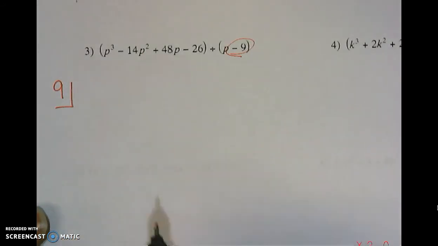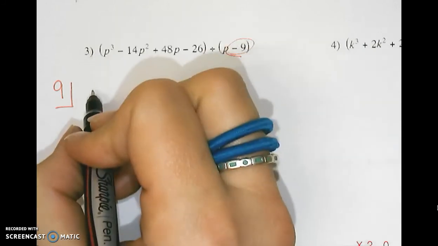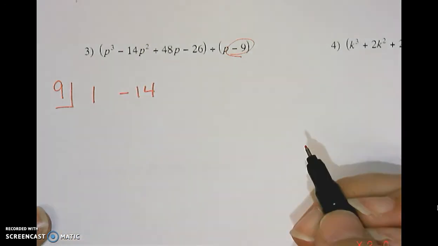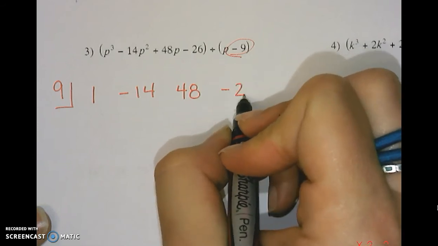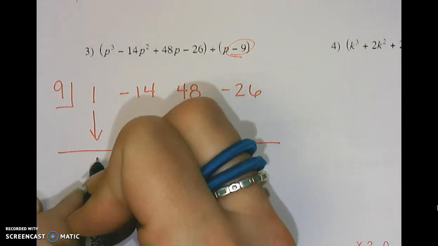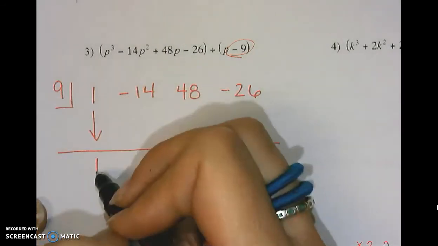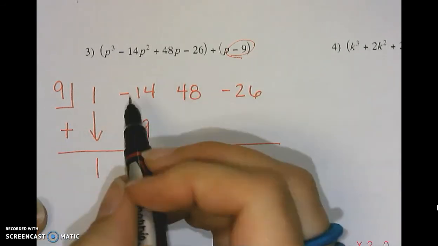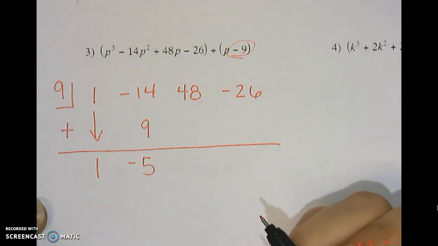So I have each term. So I'm going to write down my coefficients. This is just a 1, negative 14. Also watch your signs. That's another big area where students can make mistakes. And then negative 26, leave some space, draw a line straight down. My first one always comes straight down every single time. So 9 times 1 is 9. Again, we always add. So negative 14 plus 9 gives me negative 5.